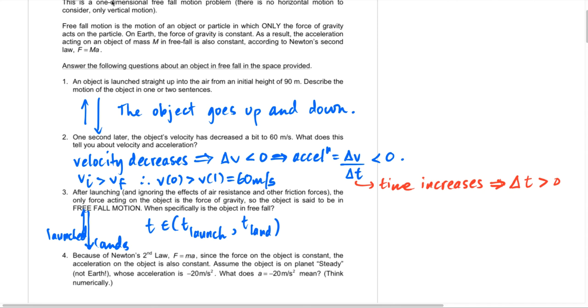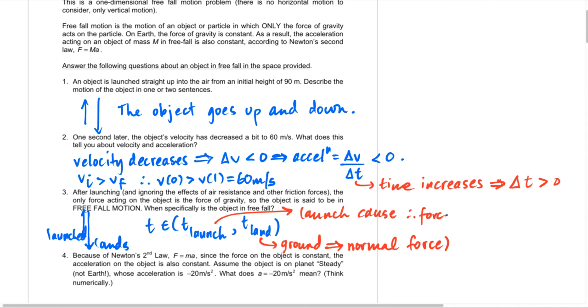Because at landing, we are going to have the ground applying some kind of contact, or what we call a normal force, perpendicular to the object from the surface. And furthermore, at launching, we are going to have some kind of launch object, so some launch force, like a rocket propulsion or something. So there's going to be a launch cause, which is going to be some force. And so we actually don't want to include the time of launching and landing because other forces are acting. So I'm actually going to put open circles there to indicate that those time values are not included.